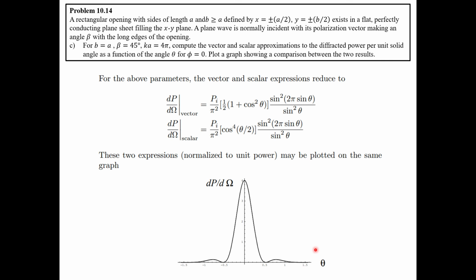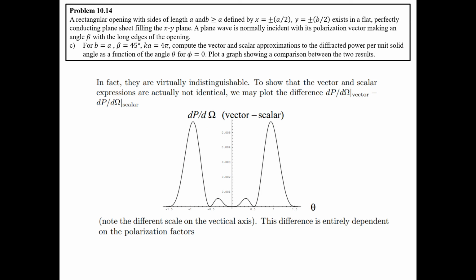The two expressions may be plotted on the same graph, but in fact, they are virtually indistinguishable. To show that the vector and scalar expressions are actually not identical, we may plot the difference, the vector expression minus the scalar expression, and we can get a graph below.